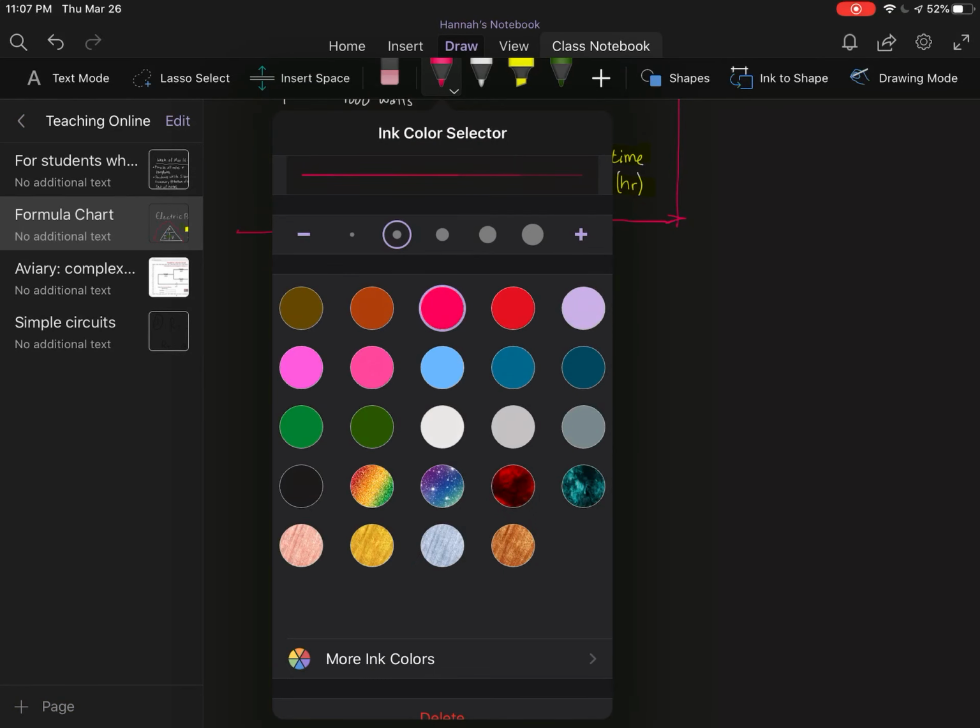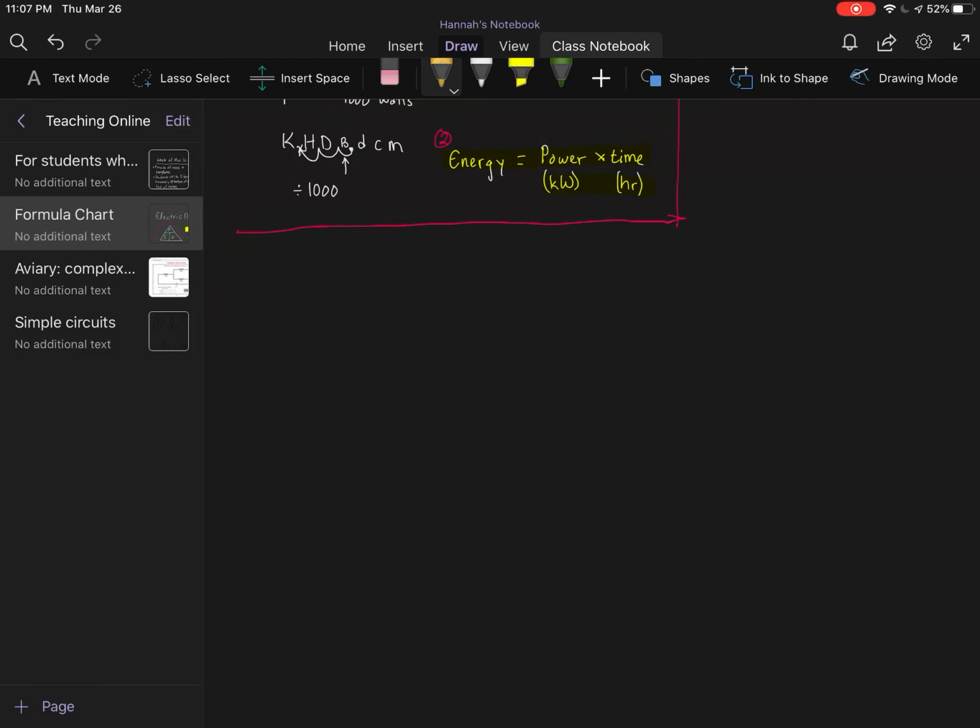Okay, so for this one, let's just play with the sparkly color because I'm bored and it's 11 at night, so yeah, this is when I get all my work done now.